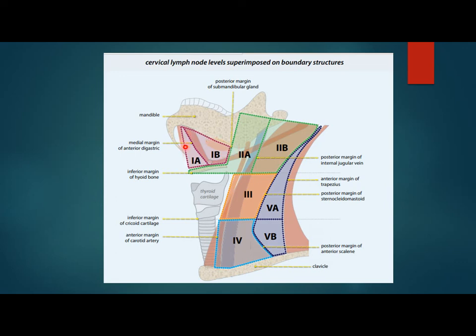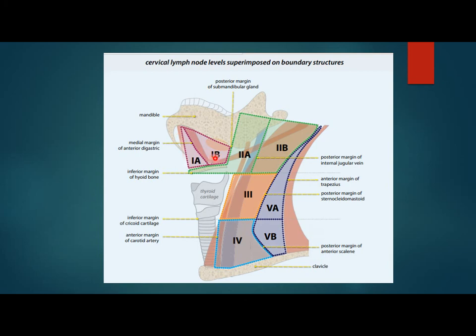Here are some landmarks. This is the mandible. This is the submandibular gland, and this is the anterior belly of the digastric. This is the posterior belly. This is the internal carotid, and this is the internal jugular vein. This is the sternocleidomastoid, and this is the trapezius muscle, thyroid, cricoid, this is the hyoid bone, and this is the trachea. These are some landmarks.